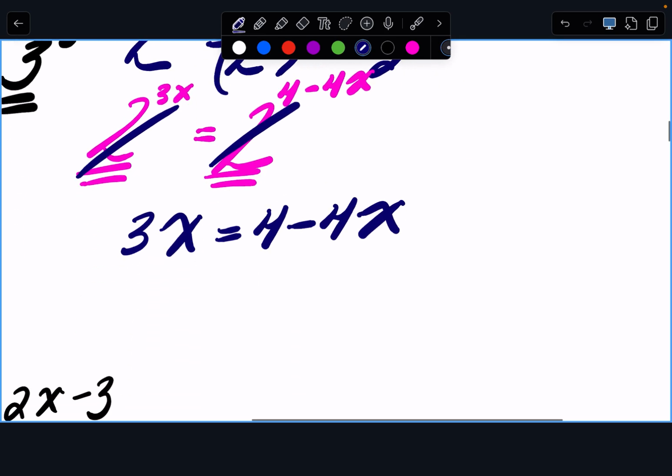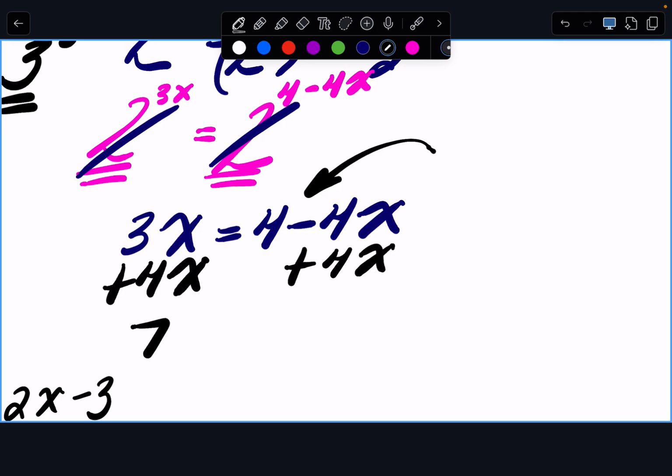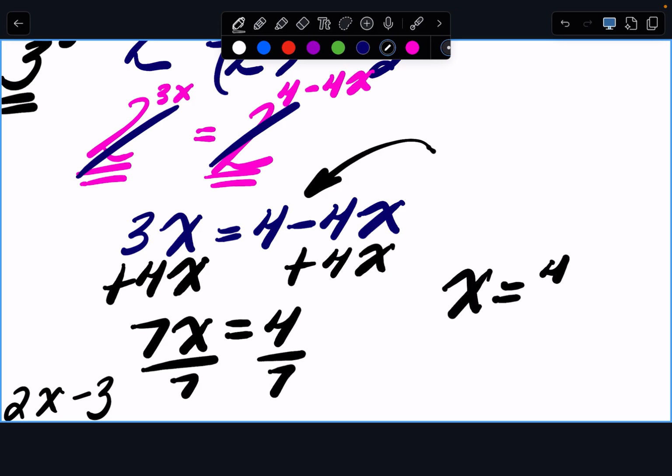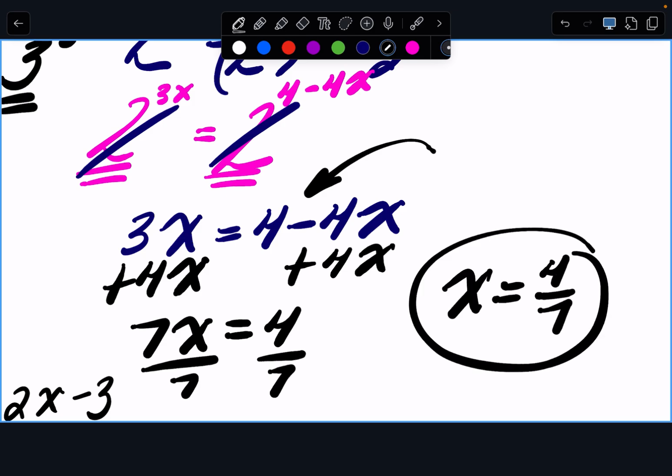Do you know how many people will get there and be like, I don't know how to solve that? It's a linear equation. You're going to add 4x. 7x equals 4. Divide by 7. x is 4/7. Okay. Do you know how many of you on the test did this?